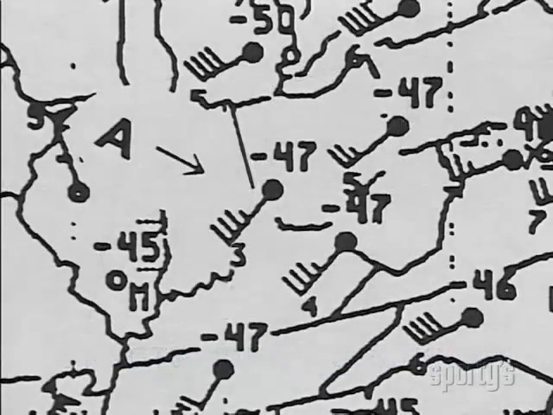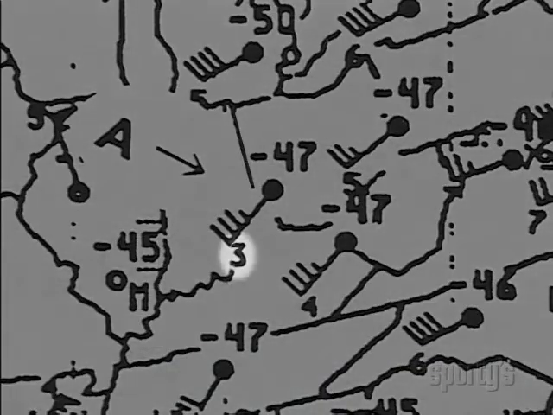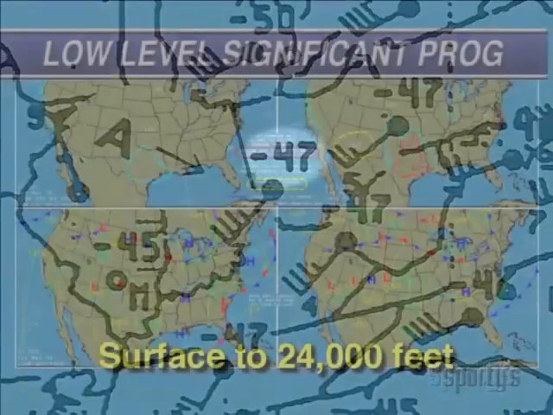The number next to the station circle is the temperature in degrees Celsius. Putting it all together, the wind observed at this station was from 230 degrees at 35 knots, and the temperature was minus 47 degrees Celsius.